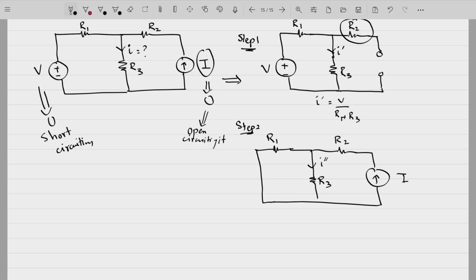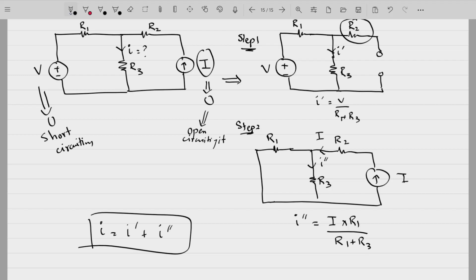Okay, so for I double dash, you can simply apply the current divider law. Because the current I is flowing here, I double dash will be simply equal to I times R1 divided by R1 plus R3. The total current will then be simply equal to I dash plus I double dash. So this is what the superposition theorem will give you.